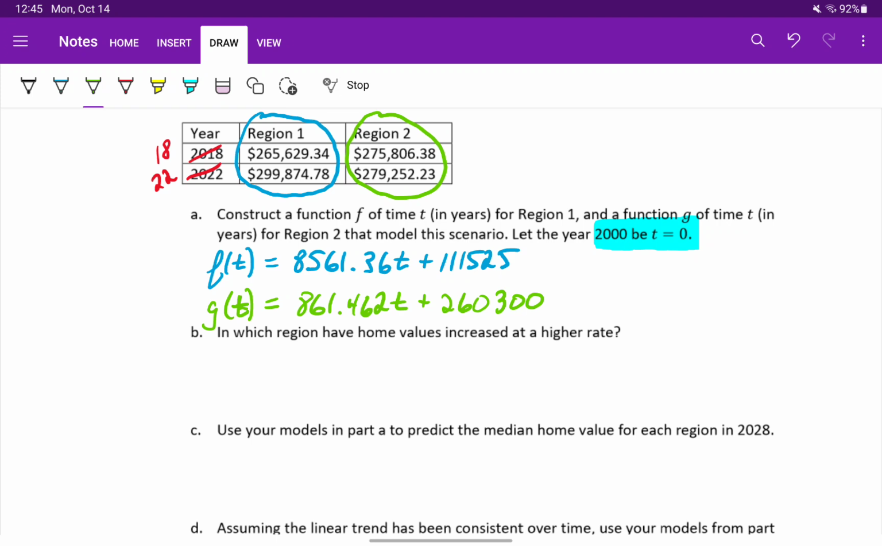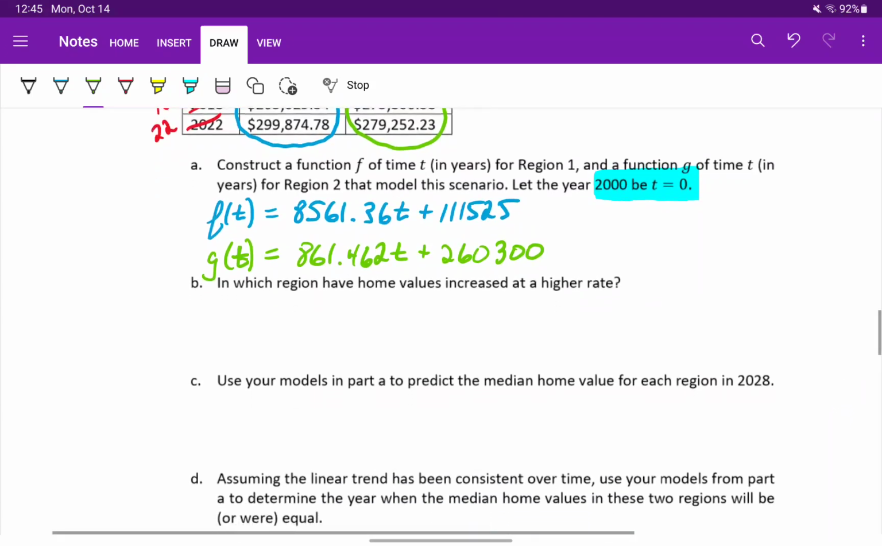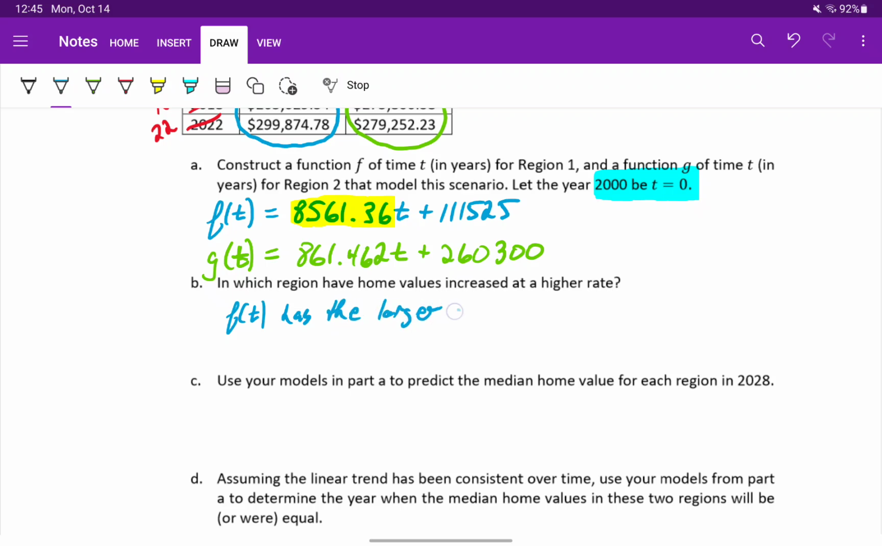In part B, we're asked in which region have home values increased at a higher rate. Rate refers to the slope, how quickly it's changing. Comparing our two slopes, we can see that f of t has the larger slope. Meaning it has the higher rate of change.